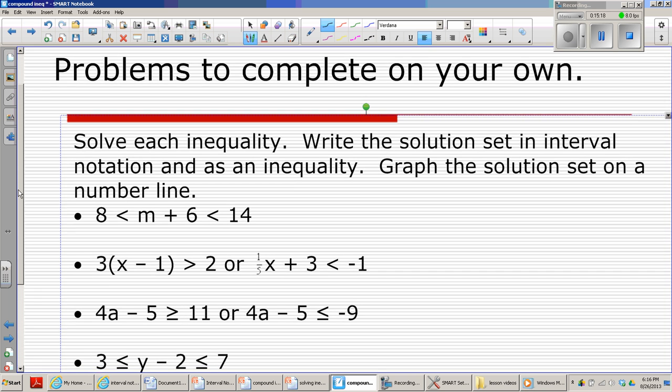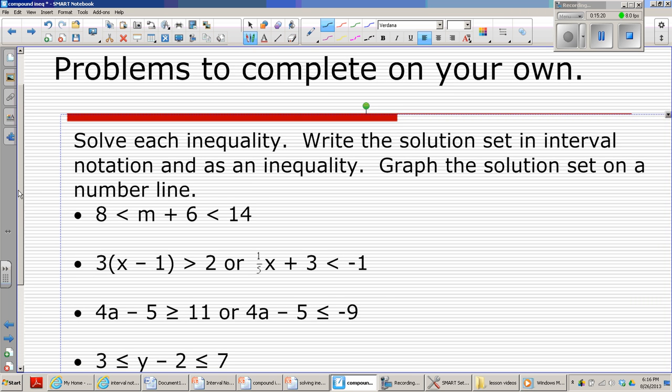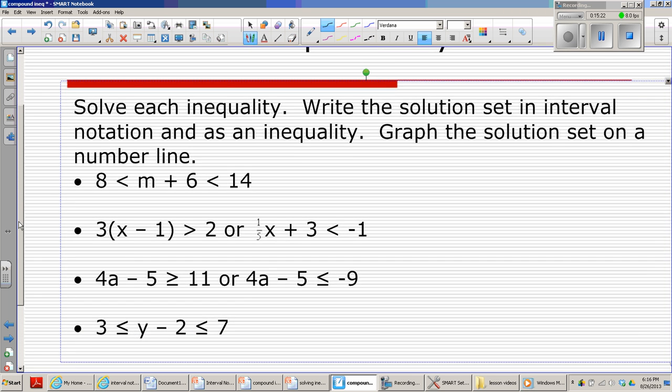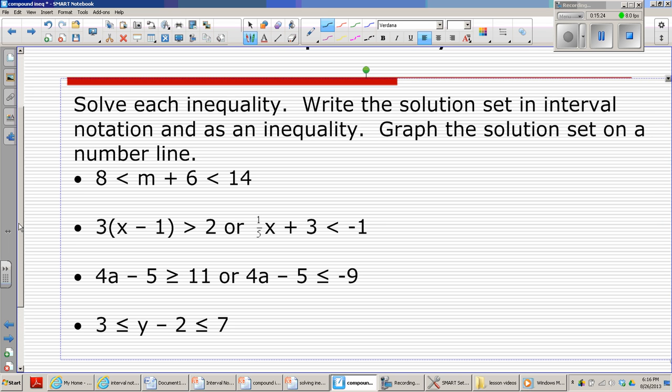I would like for you to practice these last 4 problems here on your own. I'd like for you to solve each inequality, write the solution set in interval notation and as an inequality, and graph the solution set on a number line.